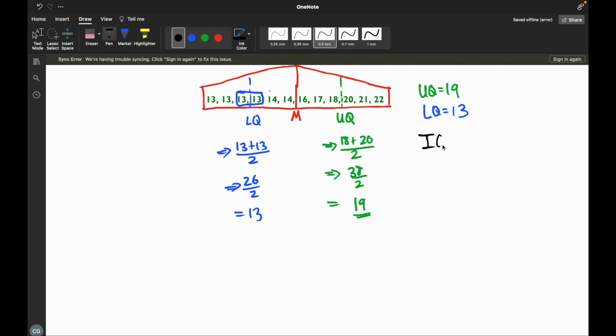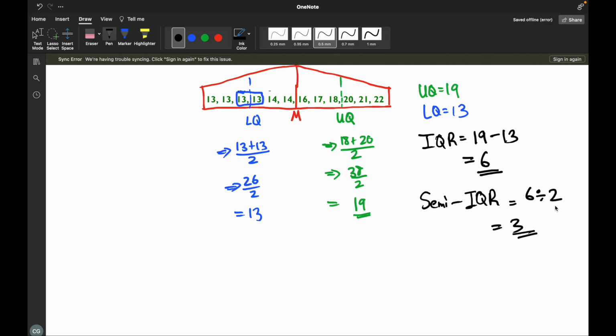So my interquartile range is going to be 19 minus 13, which is 6. Okay? Now the semi-interquartile range. Once we have the interquartile range, it's easy to get the semi-interquartile range. We just do 6 divided by 2, which gives us 3. And that's it. Y'all follow? Nice. So you could take this down if you didn't have it. Then we go to the next one.